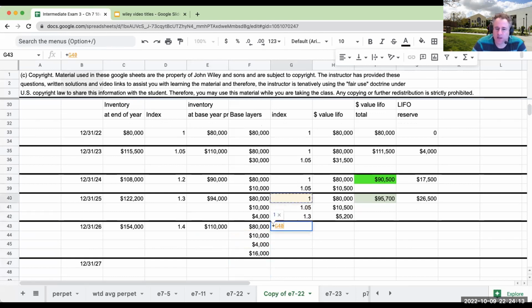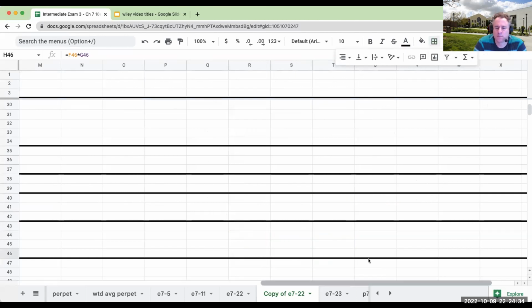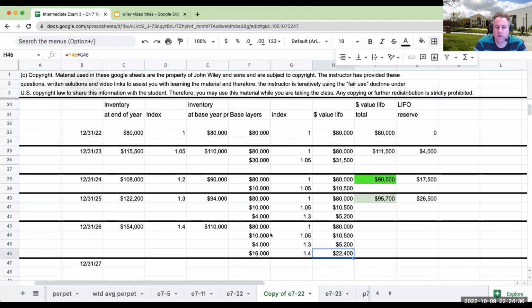So this is going to be at 1. This is going to be at 1.05. This is going to be at 1.3, and the new one is going to be at 1.4. So when I go through and do the extension, okay. All right. So my dollar value LIFO, I'm going to add up these four values. It's 118,100. So over here, my LIFO reserve needs to be 35,900.